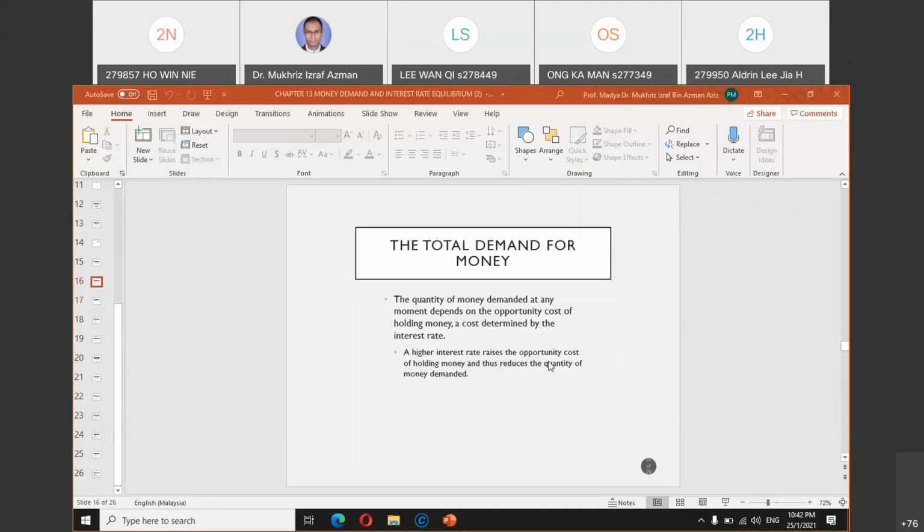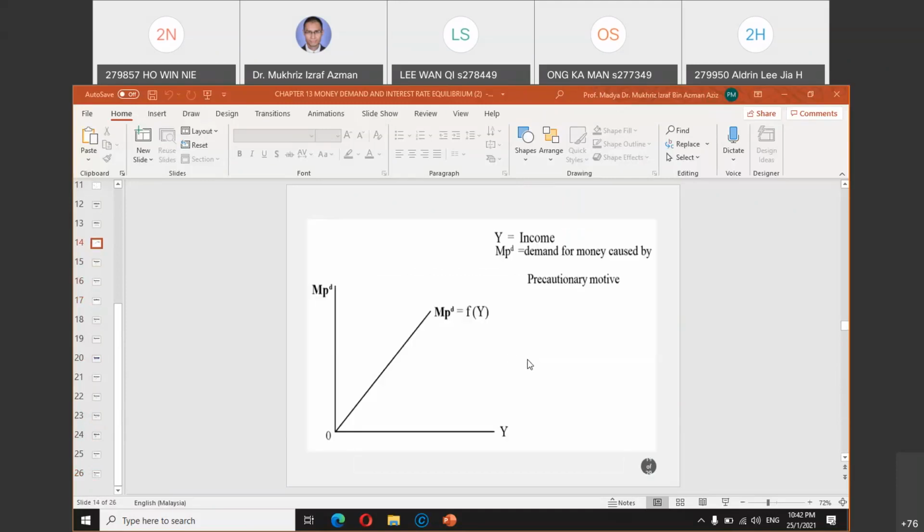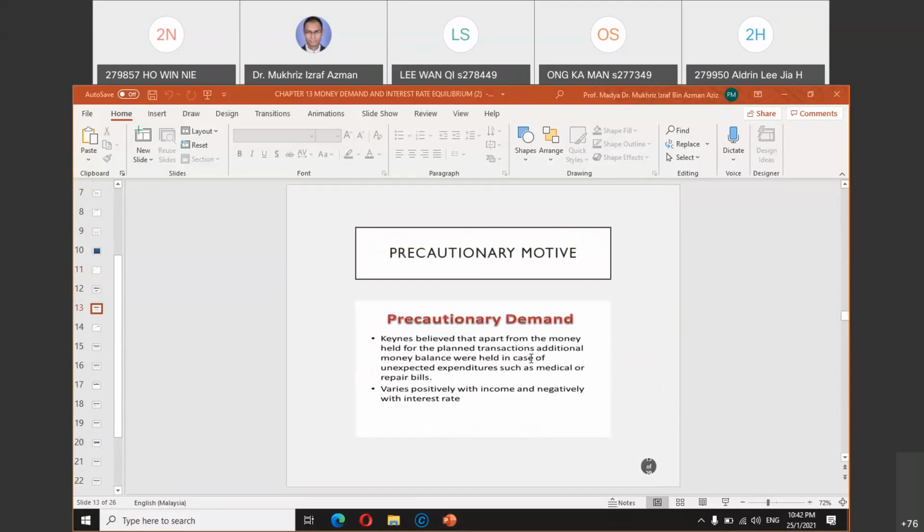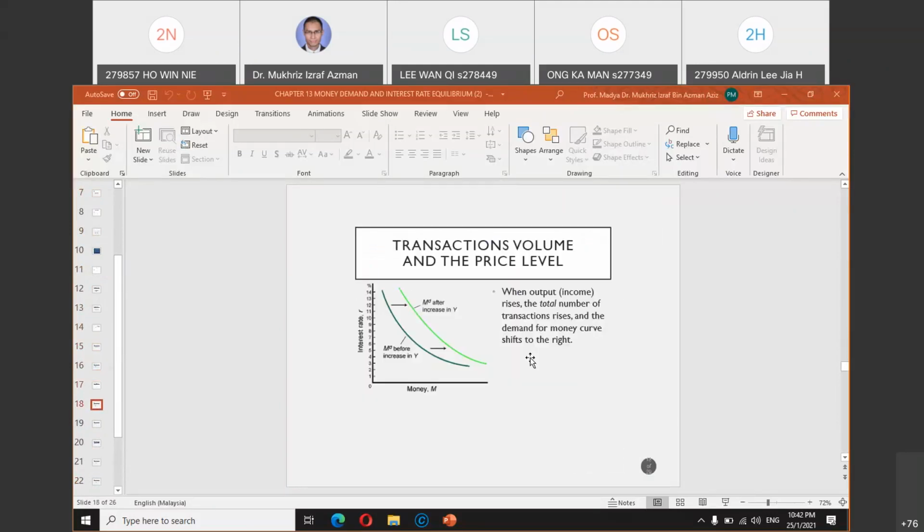Not for one person. Usually when we talk about money demand, it is for the whole nation. So when we mention the word income here, some books refer to income as GDP as well, or output, because output refers to GDP or income. The national income is measured in terms of GDP. So some books use the word income, as this slide does, but the more accurate term is GDP.